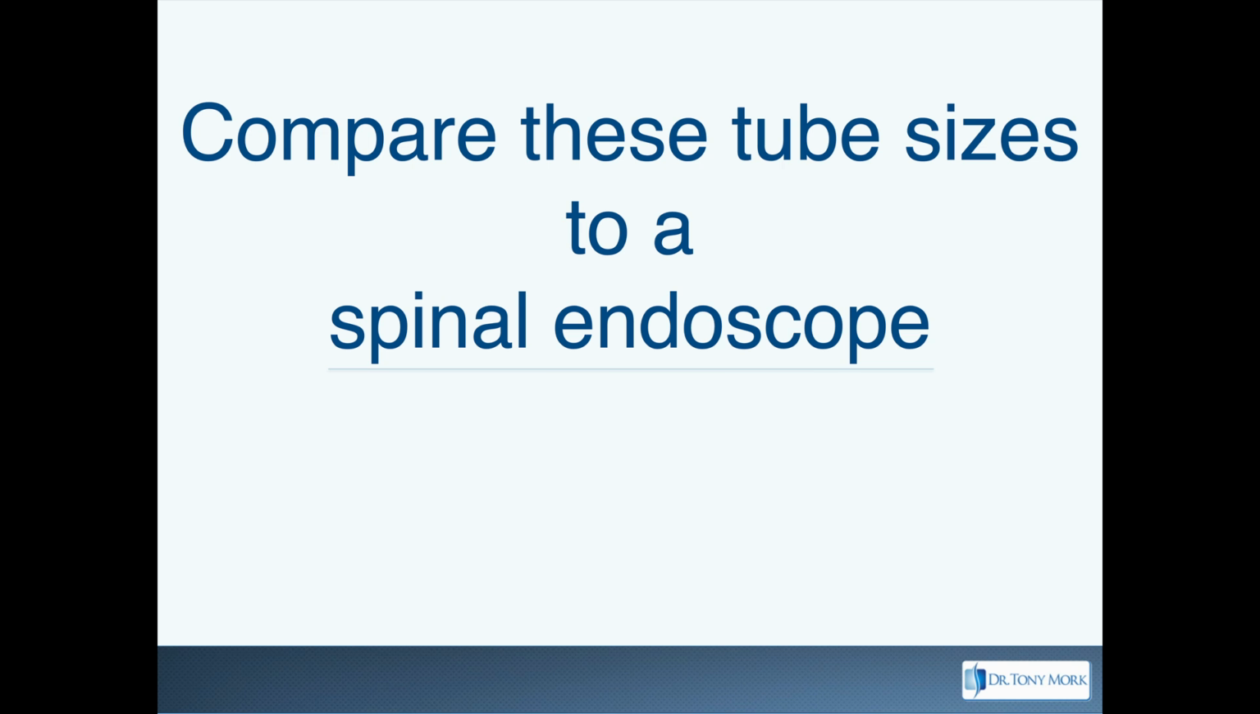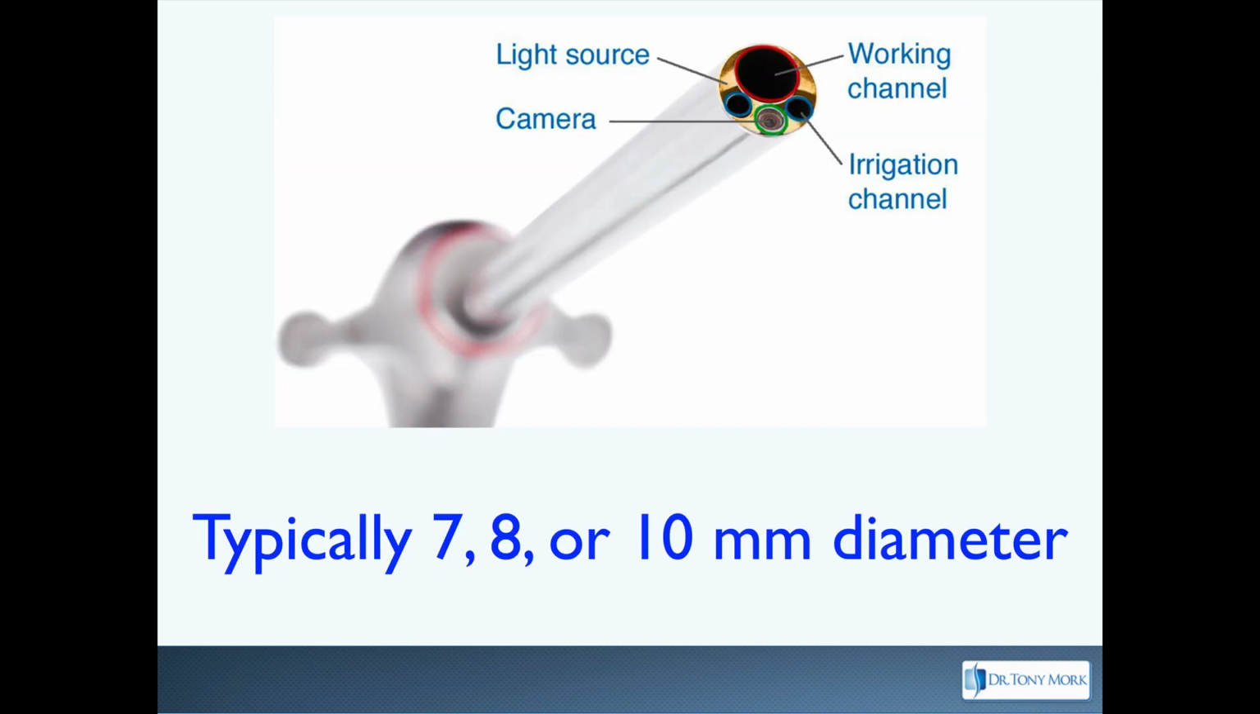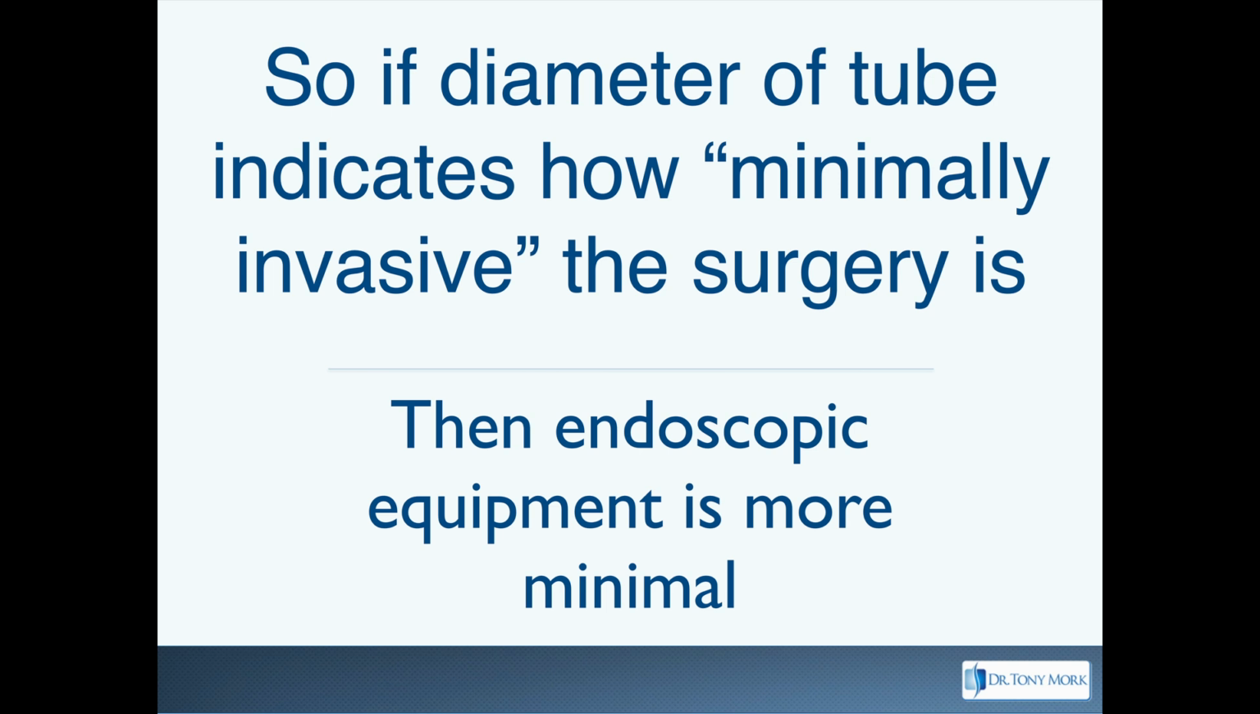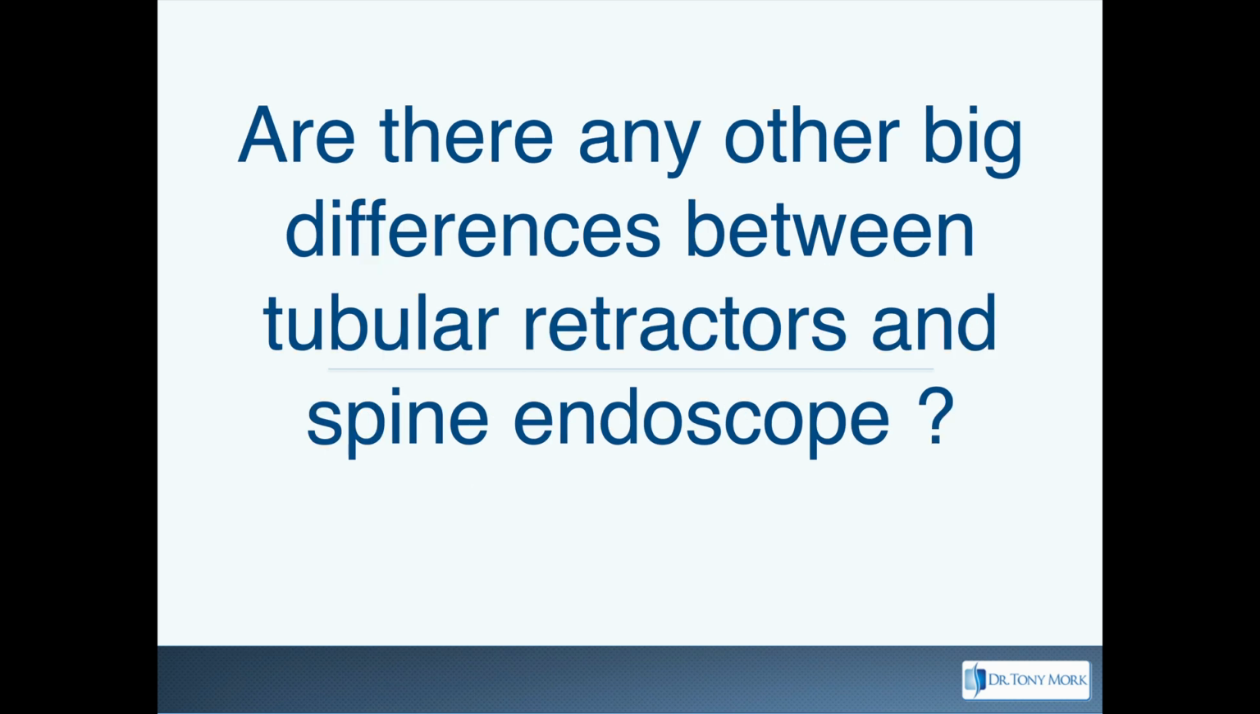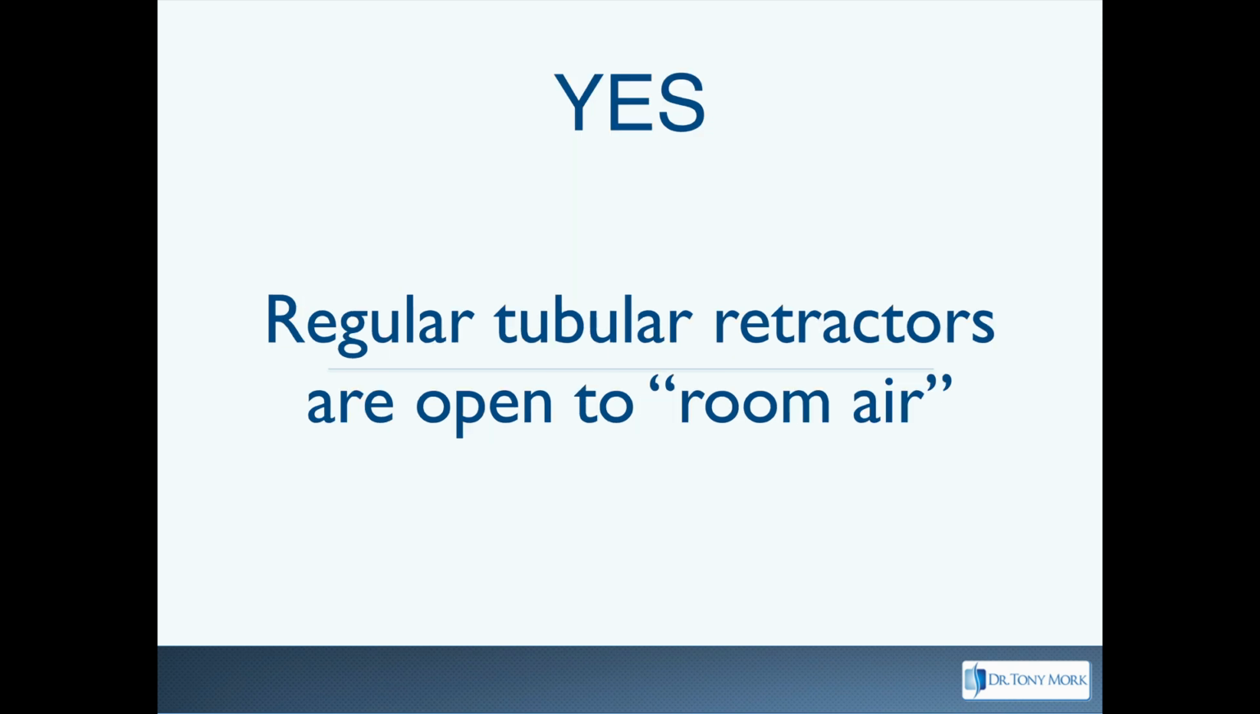Compare these tube sizes to a spinal endoscope. At the tip of the endoscope, we see a light source, camera, working channel, and irrigation channel, and typically the scope diameters are 7, 8, or 10 millimeters. So if the diameter of the tube indicates how minimally invasive the surgery is, the endoscopic equipment is much more minimal. Are there any other big differences between the tubular retractors and the spine endoscope? The answer is yes.